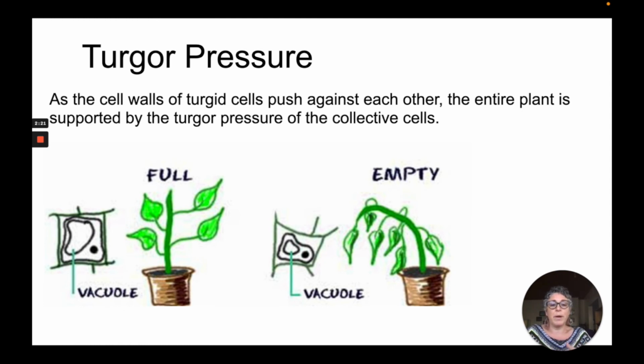So that's why when you have a plant that's wilted and you water it, usually the next morning it's standing up straight again. Why? Because the water was absorbed by the roots, went into all of the cells, and now all the cells are full of water, and those cells are considered turgid cells. And we'll go into more detail on that term in another video.